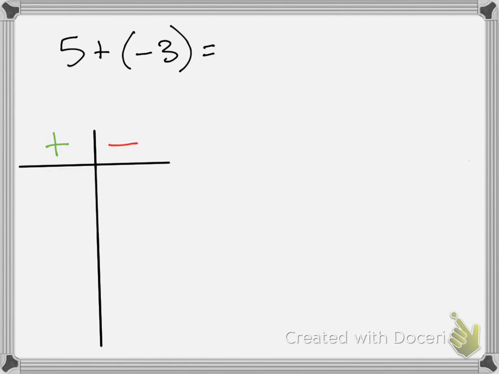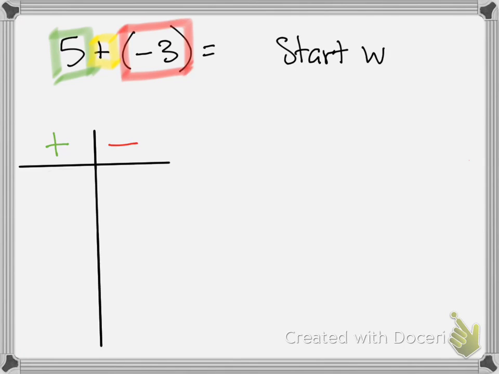Okay, let's do one more example before we end this video, just to make sure we really got it. All right, so I'm going to mark this up. I have a positive number here in the beginning, positive 5. I can see that I'm adding, and the number that I'm adding is negative 3. So that tells me I'm going to start with 5 positives. Start with 5 positives, 1, 2, 3, 4, 5.